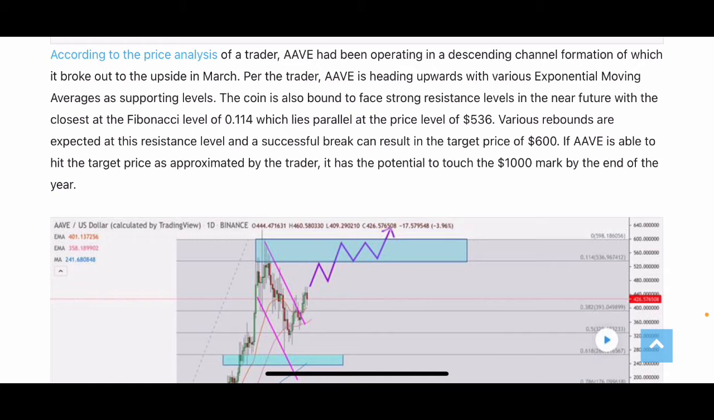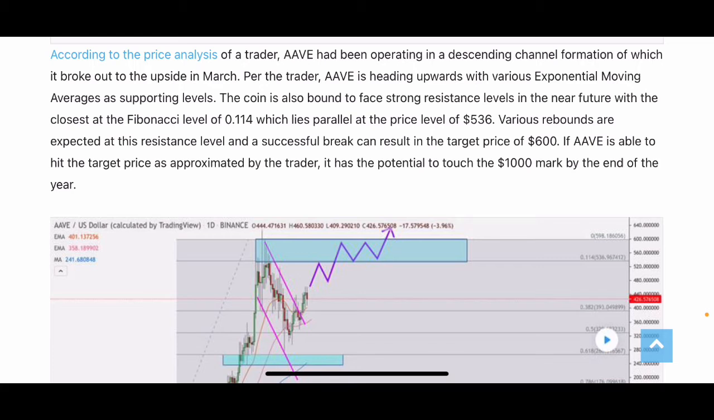Per the trader, AAVE is heading upwards with various exponential moving averages as supporting levels. The coin is also bound to face strong resistance levels in the near future, with the closest at the Fibonacci level of 0.114, which lies parallel at the price level of 536. Various rebounds are expected at this resistance level, and a successful break can result in the target price of $600.